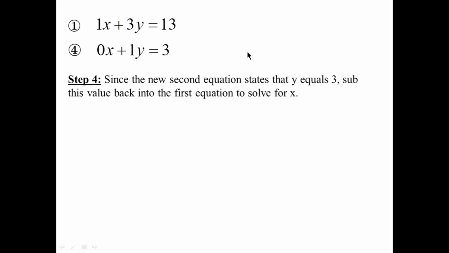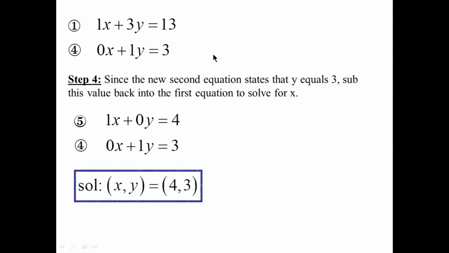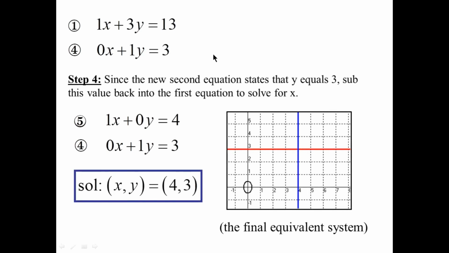Now, since the new second equation states pretty clearly here that y equals 3, because this is 0x. So y equals 3. Sub this value back into the first equation and solve for x. So we can just take this equation and do substitution, actually. Plug it in right there. We've got 9 and 13 minus 9, which is 4. And now we can graph these two, and we've got the final equivalent system.